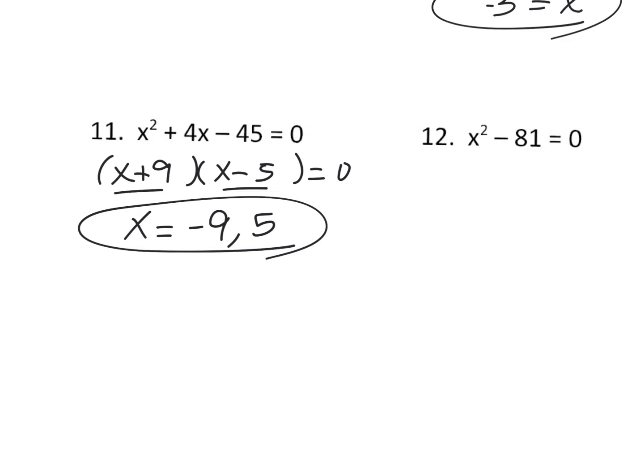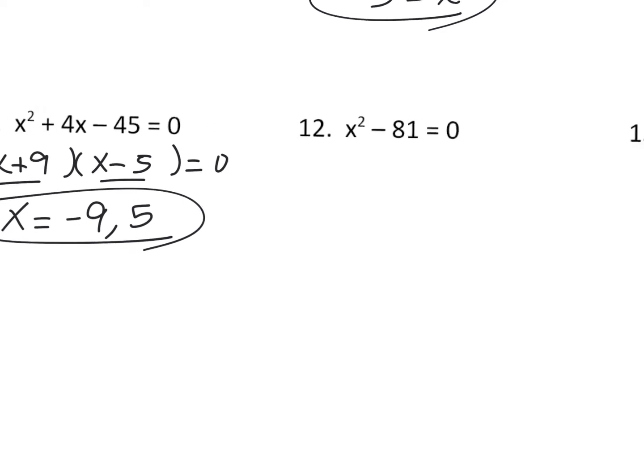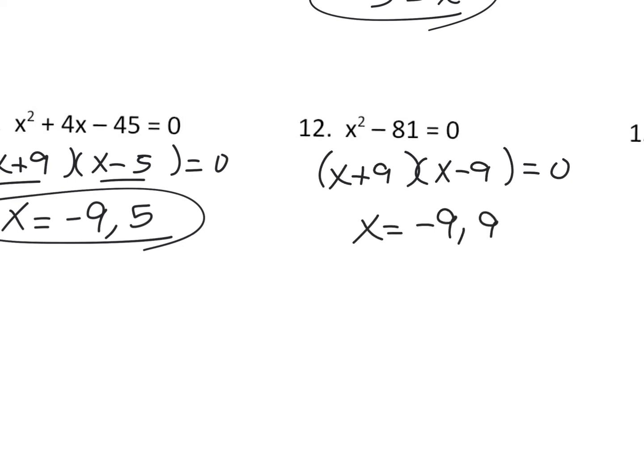Number 12. Let's go 12. 12 is a difference of squares. And your answers when you do difference of squares are conjugates. So you take the square root of each one. One's plus, one's minus. And you get 2 answers here. You get negative 9 and positive 9. Again, whatever makes the parentheses 0.